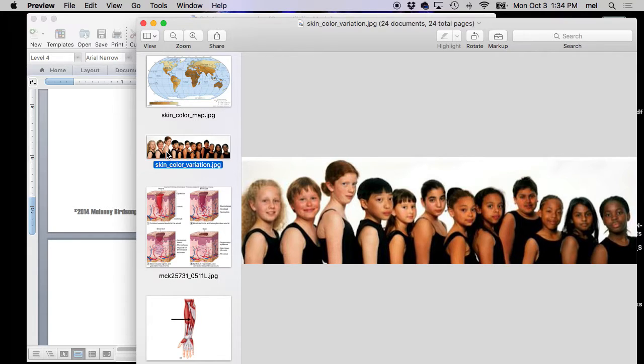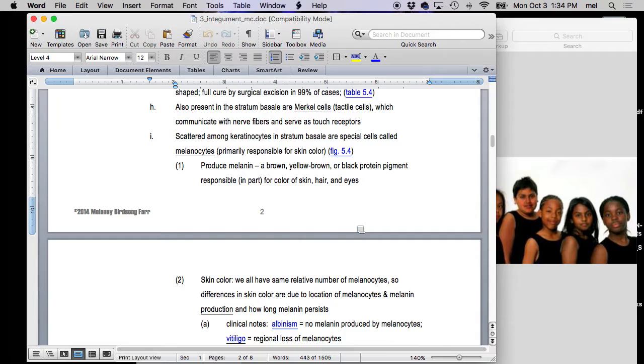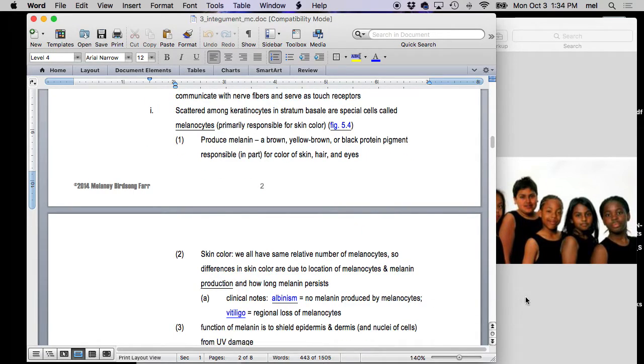And then you're going to be the combination of these three colors, right? So there's tremendous color variation in skin all through the world. Okay, so let's go back to melanin for just a second and talk about it. So we all have the same relative number of melanocytes, so the differences in skin color are primarily due to production and persistence of melanin.